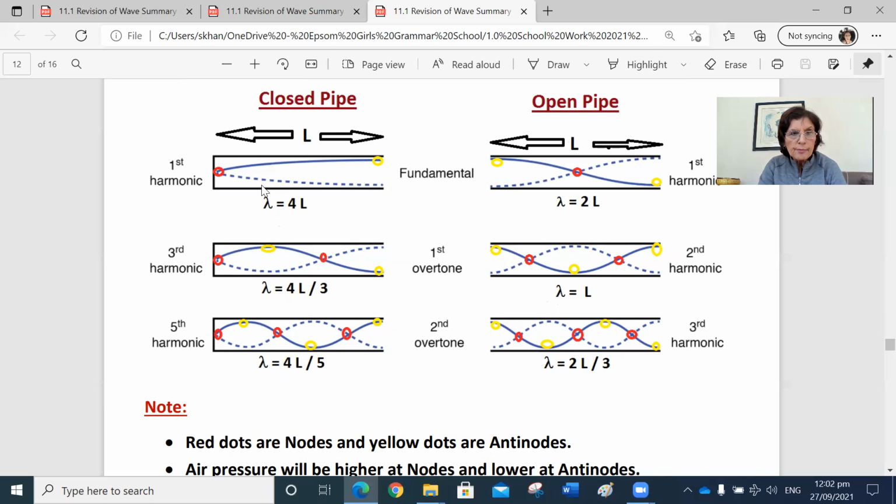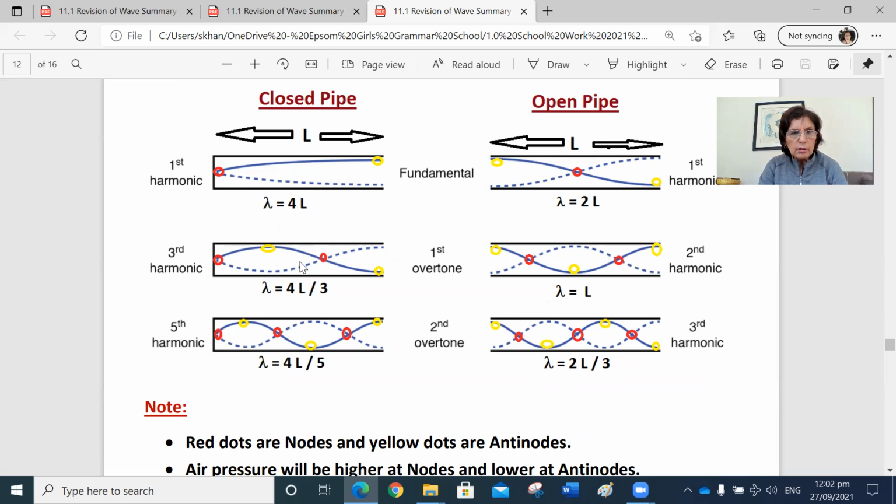So this is the first harmonic, or it's called the fundamental. The fixed end will always be a node. That's the free end, or an open end. A closed pipe is the one which is closed at one end and open at the other one. So from here to there is a quarter of a wavelength, so the wavelength will be 4 times L. If you need the speed, you can calculate the frequency by using V equals f lambda.